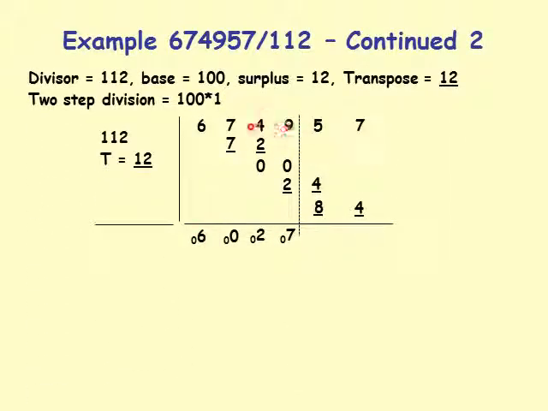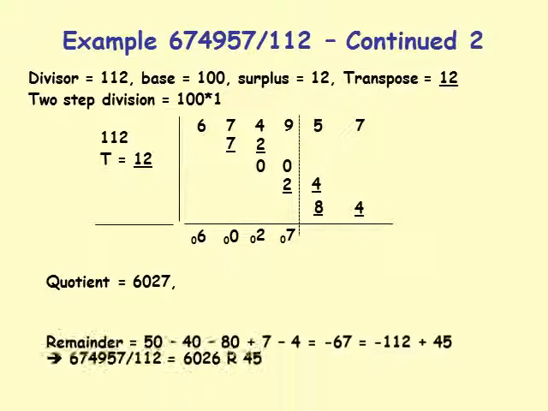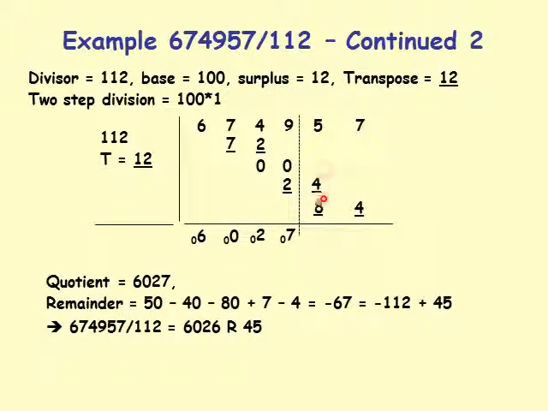So we have achieved so far in the previous slide. Let's continue here. Quotient is 6027. Okay. A remainder is 50 minus 40 minus 80 plus 7 minus 4, which is minus 67, which is minus 112 plus 45. Minus 112 contributes 1 to the quotient side, that means that it contributes negative 1. So it becomes 674957 divided by 112 is 6026, remainder 45.